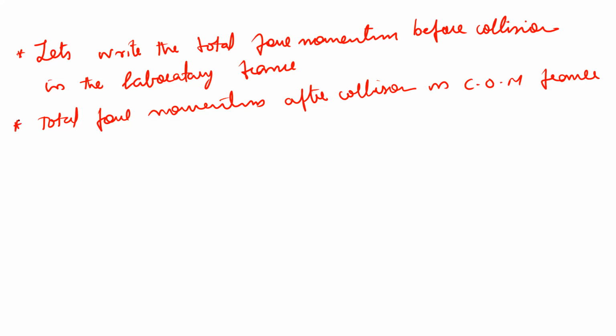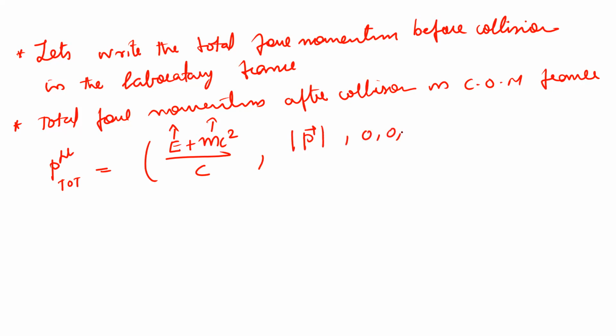Now in the laboratory frame, before collision, the total 4 momentum P mu total is equal to E plus mc square, the energy of the incident proton plus the energy of the proton at rest, divided by c, that's the 0th component, and then you also have the modulus of the p vector. We can take the direction of movement of the incident particle as the x direction.